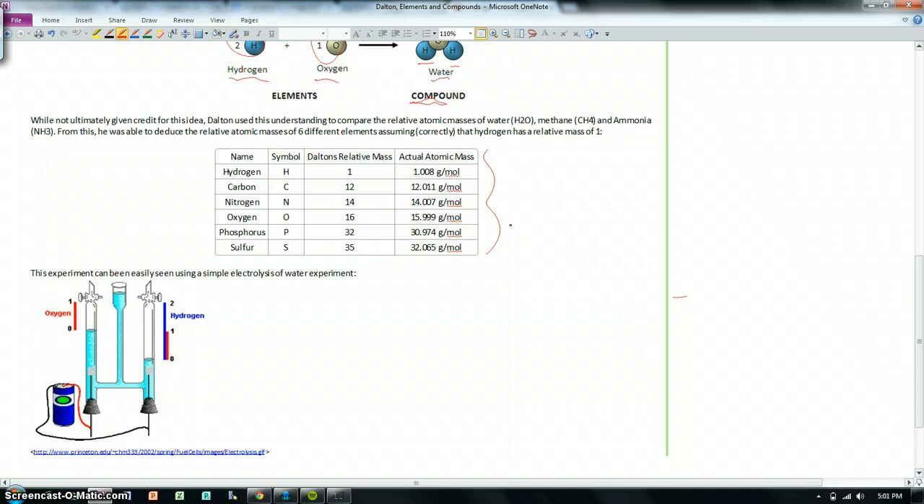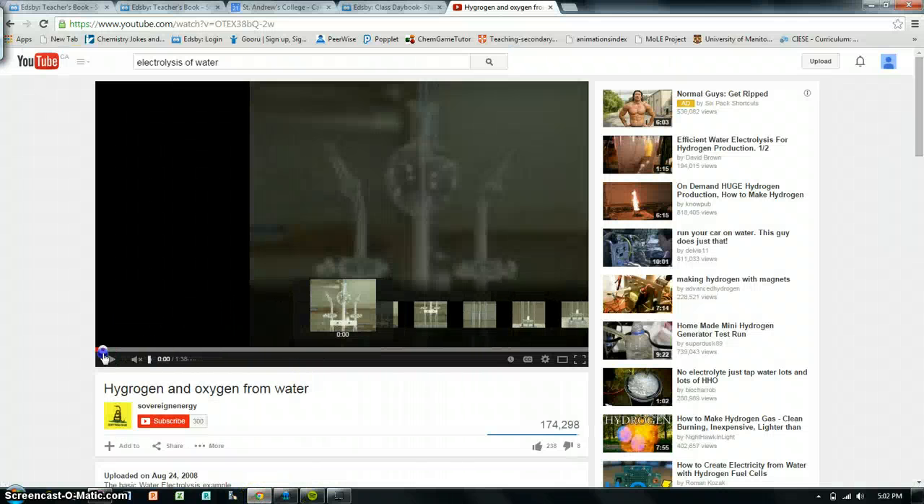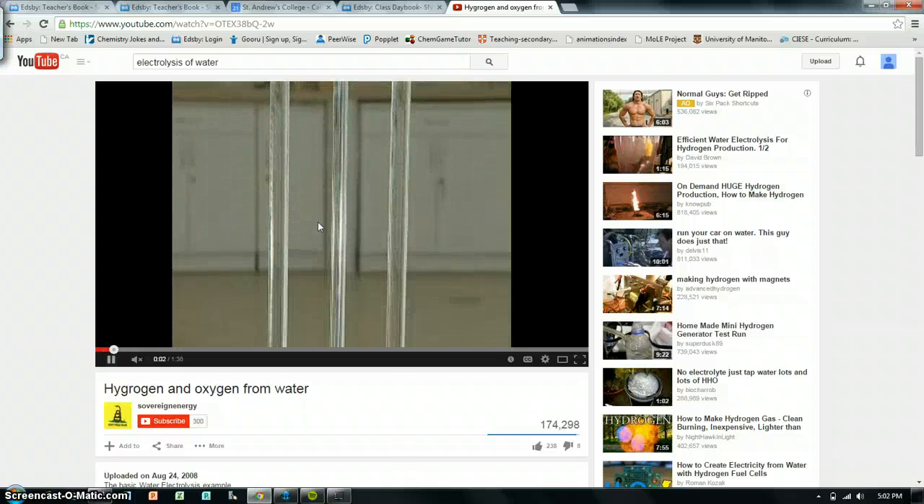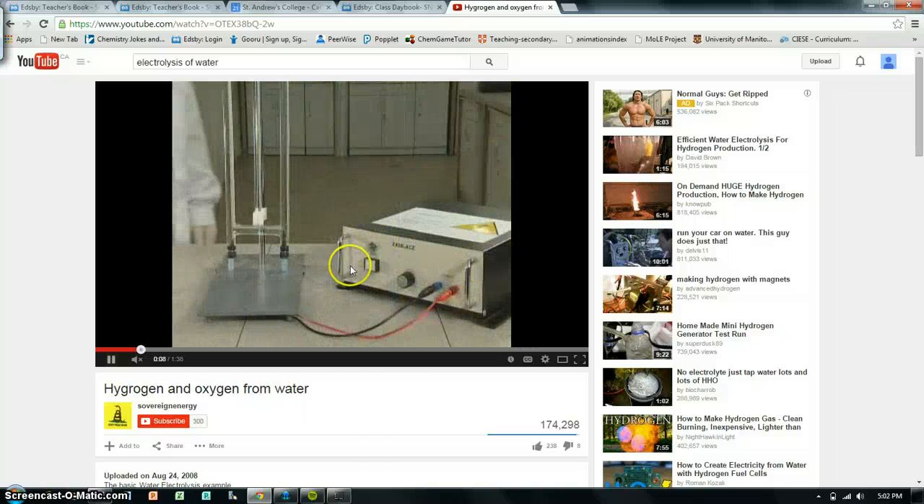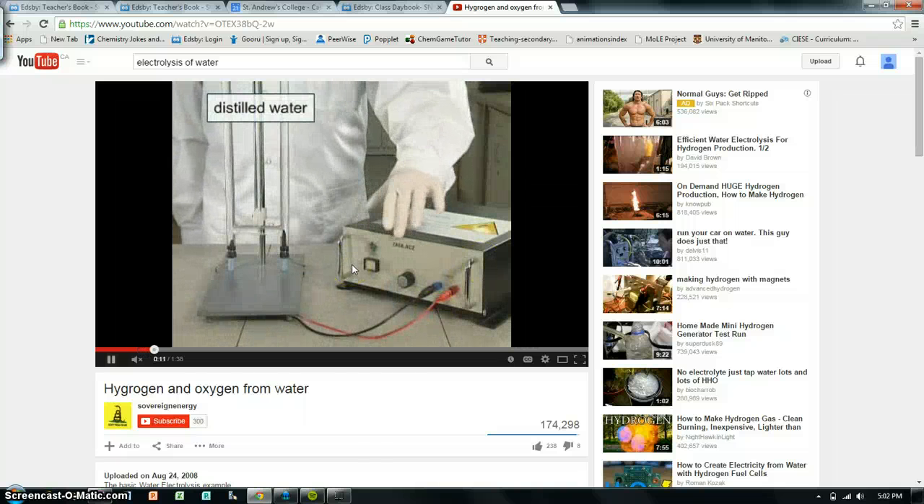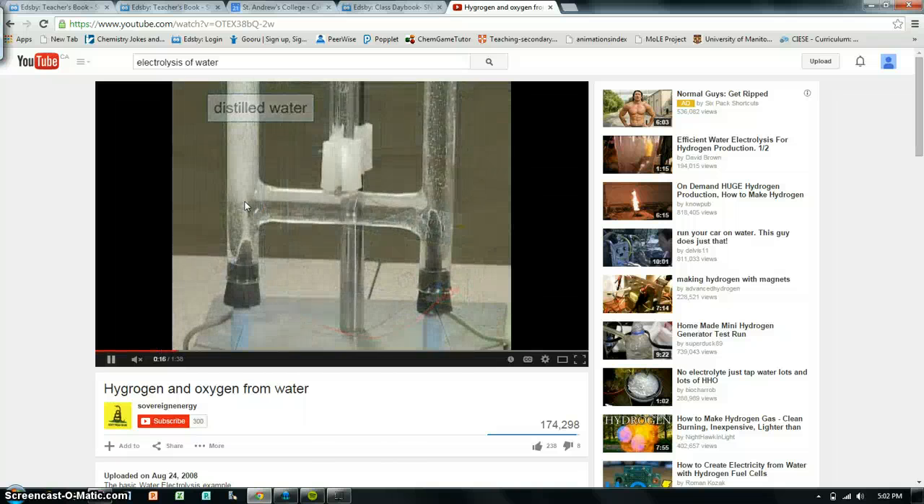To actually prove this idea of the fixed ratios, he used something called the Hoffman apparatus. And what this does is it puts an electrical current through a chemical. So in this case, he used water. And so if we go to the video here, this will show the Hoffman apparatus being used. The Hoffman apparatus, you see the 2 tubes, there's water in the bottom here. We're going to set this up to a current, so an electrical current is going to run through. And then as you see here, when it zooms in, it starts to bubble.